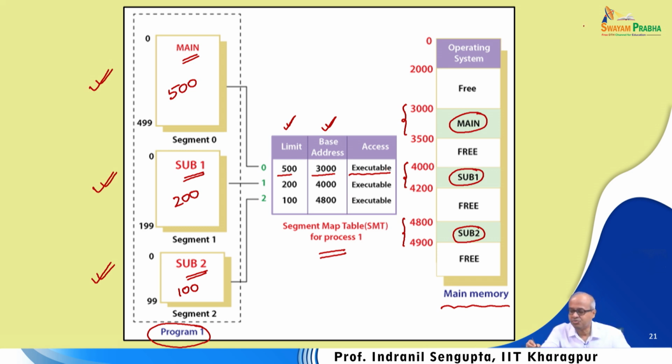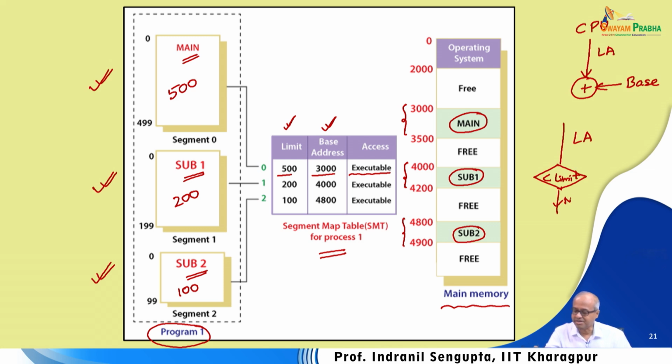Now, as you know already, whenever the CPU generates a logical address, first you check for the limit. You check whether this logical address LA is less than the limit or not. If it is less than the limit, only then you do the addition with the value of the base register, and you get the physical address. This was discussed earlier already when we talked about contiguous allocation.